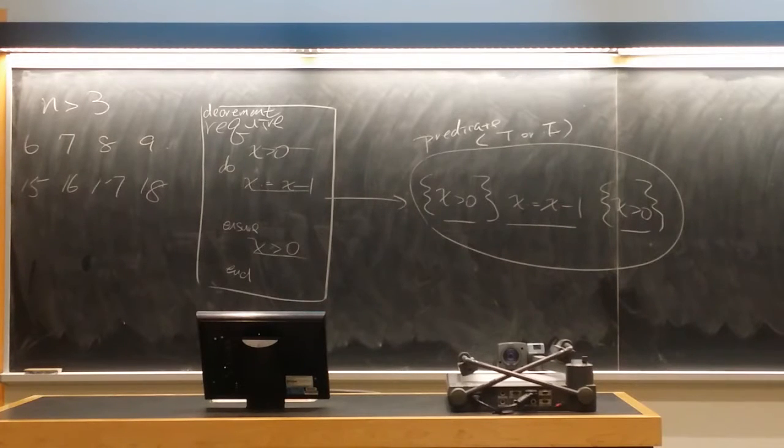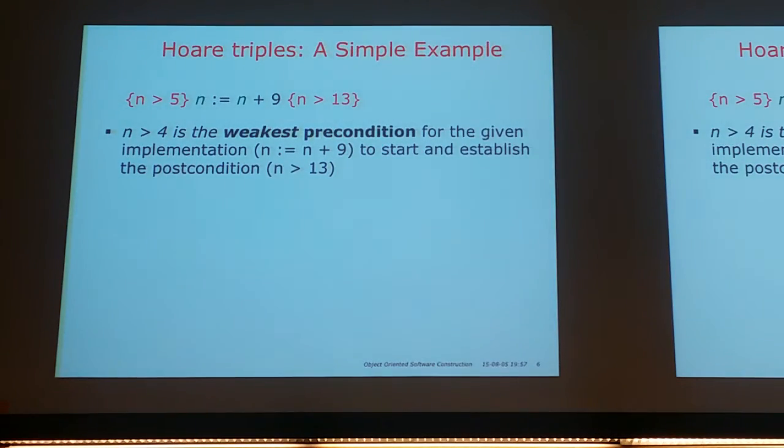So now, informally, you kind of know how to argue by trying to see if we allow any inputs that shouldn't be allowed. But it's a systematic way of calculating this. Okay, so now, n larger than 4 turns out to be the so-called weakest precondition for the given implementation.